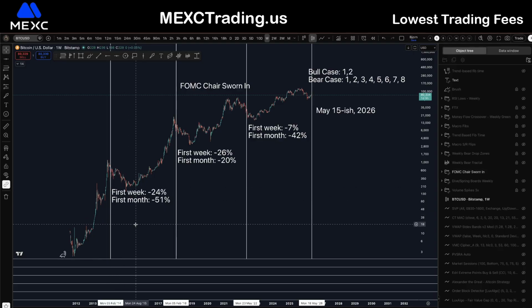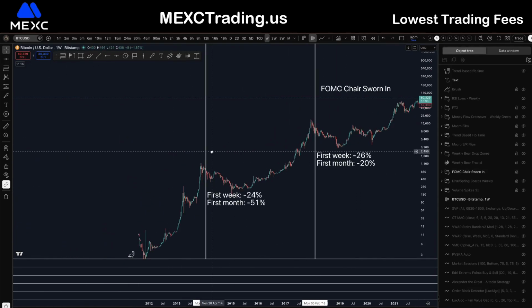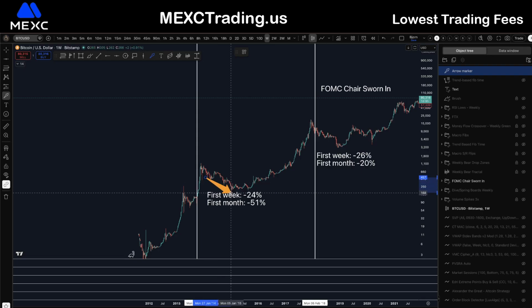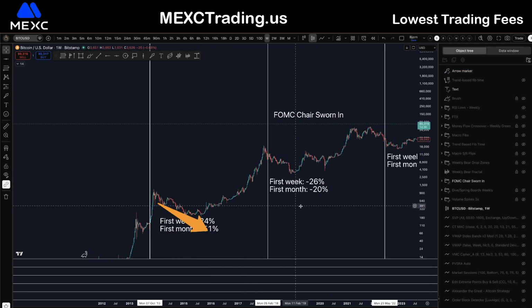Let's look at the 3 previous swear-in ceremonies. Back in 2014, Janet Yellen was sworn in, and I'm not going to zoom in on all this. You just have to trust me. You had a little run up into it, and then she was sworn in and a massive sell-off. The first week after the oath, which was on a Monday, that week was a 24% dump, guys. Kind of one of those buy the rumor, sell the news events. The following month was a 51% drop. Even though you rallied up into it, you got a 24% drop in a week, and in the month, a 51% drop.